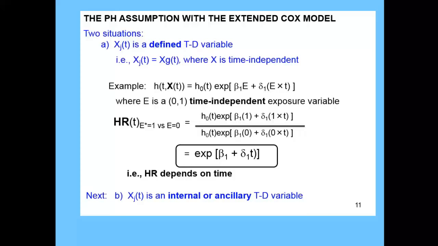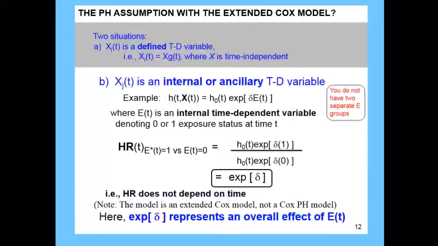Now let's look at the second example, which is a little bit more confusing. Suppose we're dealing with an exposure variable that's an internal variable. People change their exposure status. A given person can be exposed one day, not exposed the next day, exposed the day afterwards, and change around.